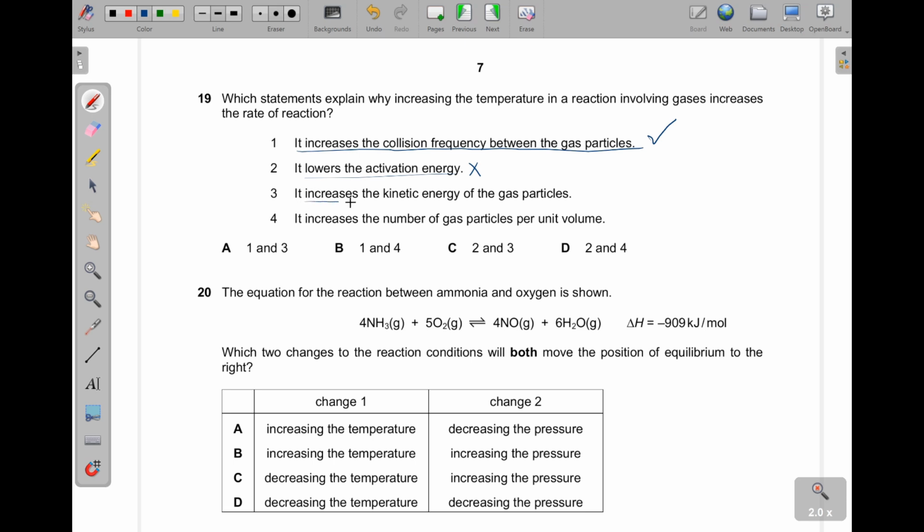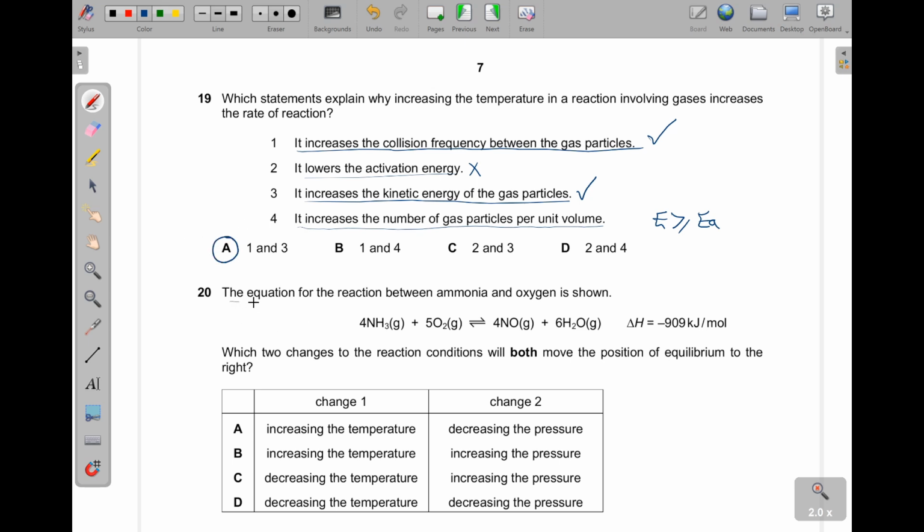Then number 3, it increases the kinetic energy of the gas particles. Of course, that is okay. It increases the number of gas particles per unit volume. No, when you heat, the particles are just gaining the energy and they are moving fast. So these particles are going to have energy that is higher than the activation. Many particles are going to have the energy that is higher or equal to the activation energy required. So that's why they can result into the successful collision. So you can see that I've ticked 1 and 3, and therefore the answer has to be A.